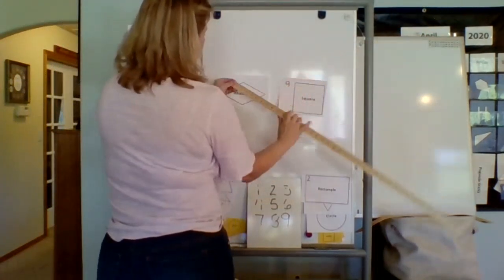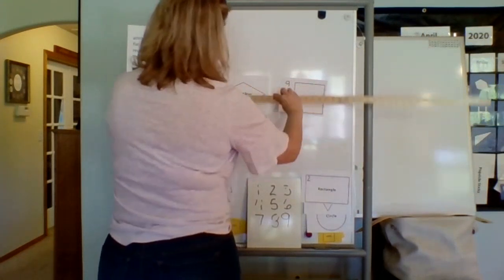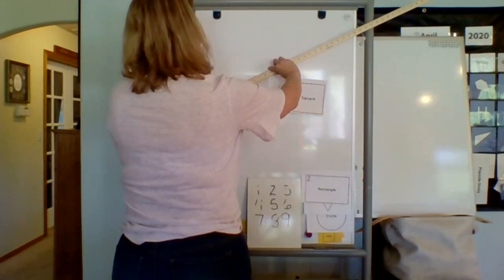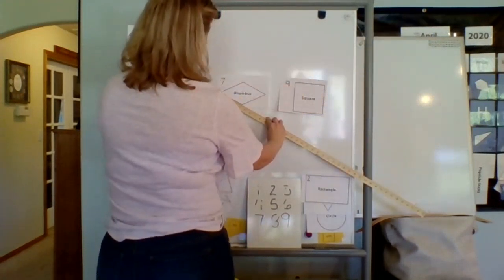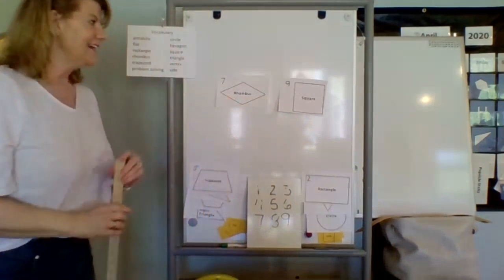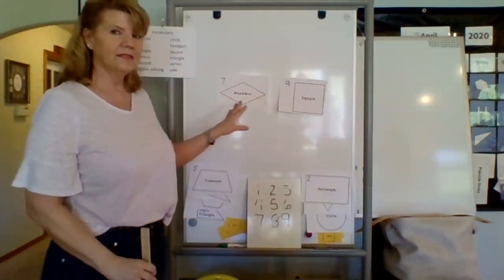4 inches, 4 inches, 4 inches, and 4 inches. Yes, all of the sides are the same on the rhombus.